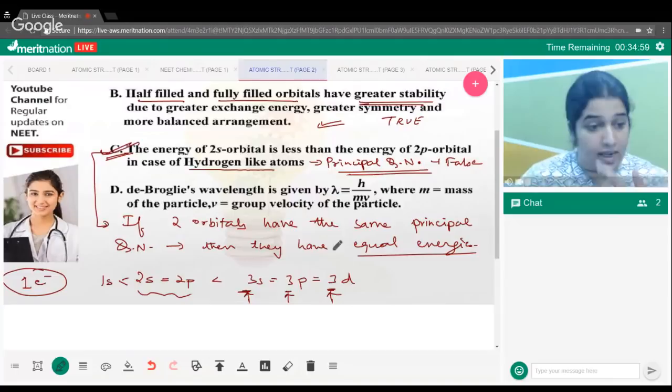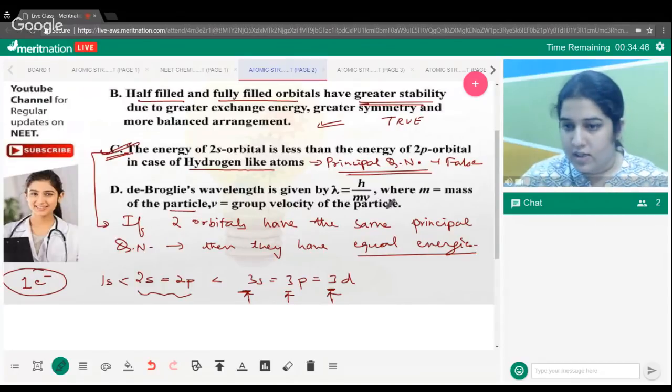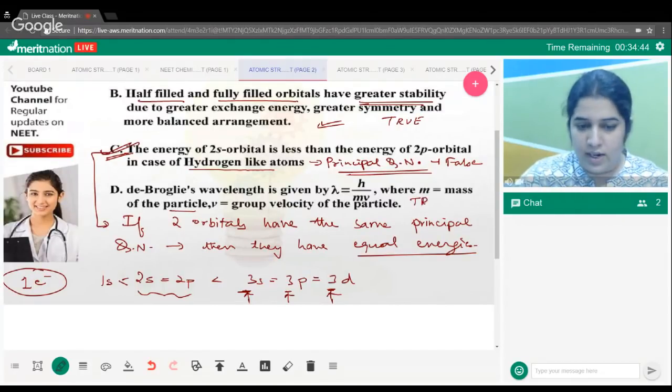You need to understand that. Let's look at the D option as well. De Broglie's wavelength is given by lambda equals h upon mv, where m is the mass of the particle that we are considering, and v is the group velocity of the particle. This is obviously true, right? It is a direct statement.